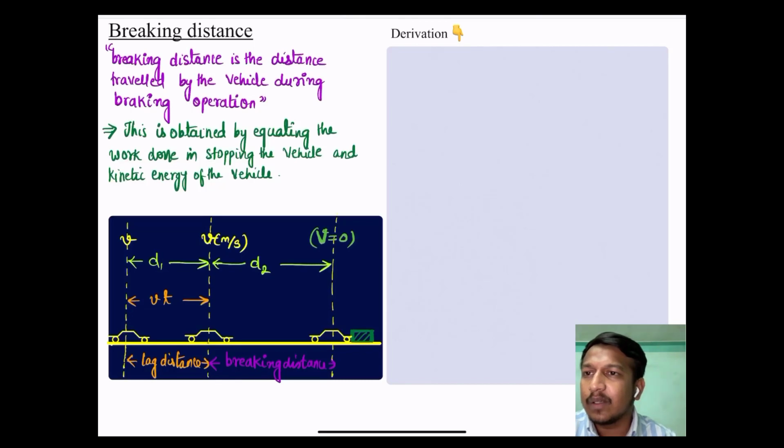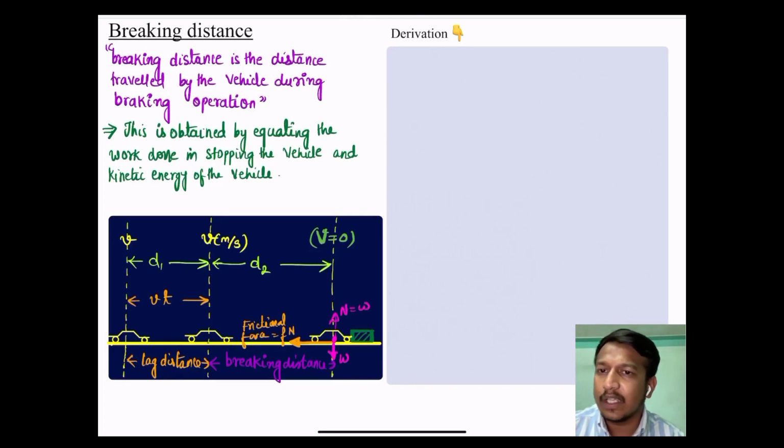Now we'll see the derivation of the braking distance. After stopping, the velocity of the vehicle becomes 0 meters per second. We apply the energy theorem to calculate the braking distance. Work is done by the friction in the direction opposite to the movement of the traffic. Work done by the frictional force is equal to the coefficient of friction into the normal force. The downward force is the weight and the upward force is the normal force, so N is equal to W. So F into N, or you can write F into W. Change in kinetic energy is equal to work done by the friction.